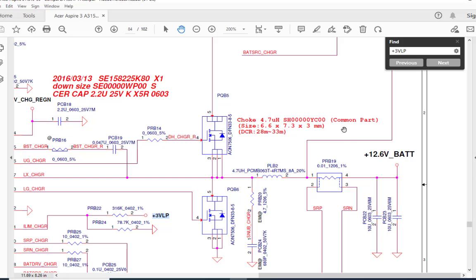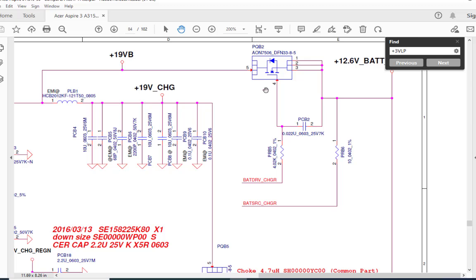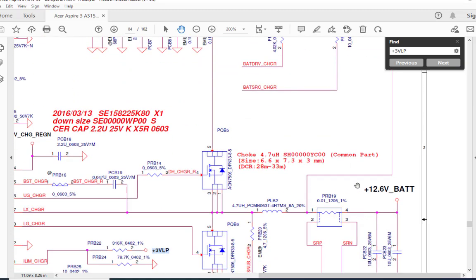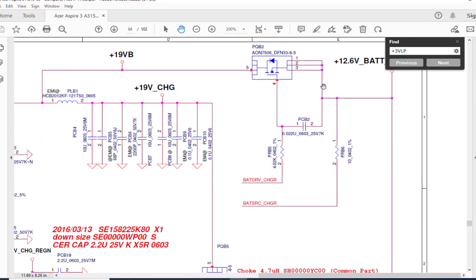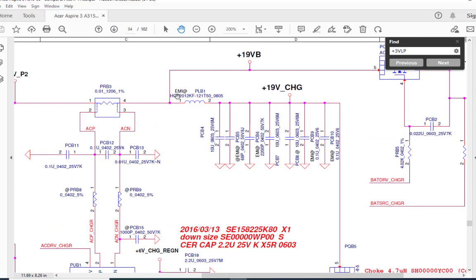When we remove the adapter, at that time this MOSFET works. So here the MOSFET number is PQB2, and this MOSFET is an N channel MOSFET. The voltage coming from here via this path comes here, and when the battery drive charge trigger goes to the gate, that means the 19 volt comes across, then this voltage will travel from source to drain, and then this is like a junction.